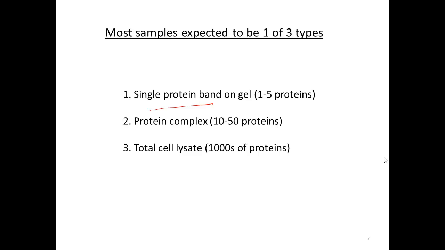A second type of sample you might want to analyze is a protein complex. These will typically contain between 10 and 50 proteins, and there may be a great deal of heterogeneity because any particular multi-protein complex may exist in different forms in the cell at a specific time. Finally, you might be looking at total cell lysate, and the most repeated estimates of how many proteins are present at any particular time might be 10 to 15,000 in human cells. And current proteomic methods are capable of relatively easily getting to about 5,000 proteins. But getting beyond that is not done very routinely.